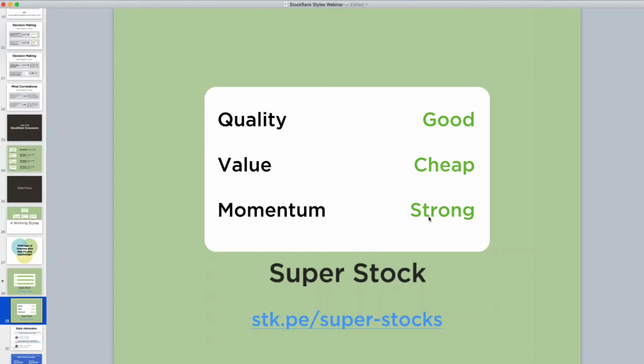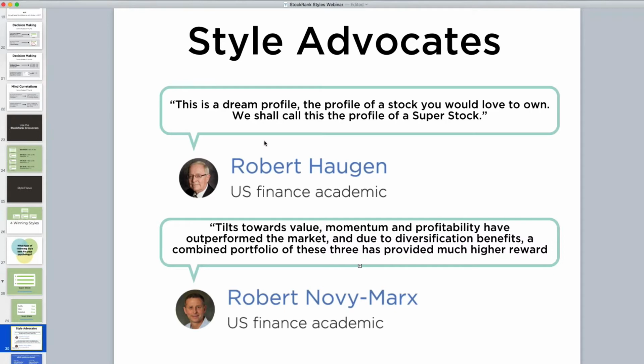We call them super stocks because it's a classification given by a very famous professor called Robert Haugen, who is now sadly not with us. He died a few years ago, but was massively influential to the work that we do at Stockopedia. He called this a dream profile. It's the profile of a stock you'd love to own. He called this the profile of a super stock. And so we lifted this idea and this terminology directly from Robert Haugen.